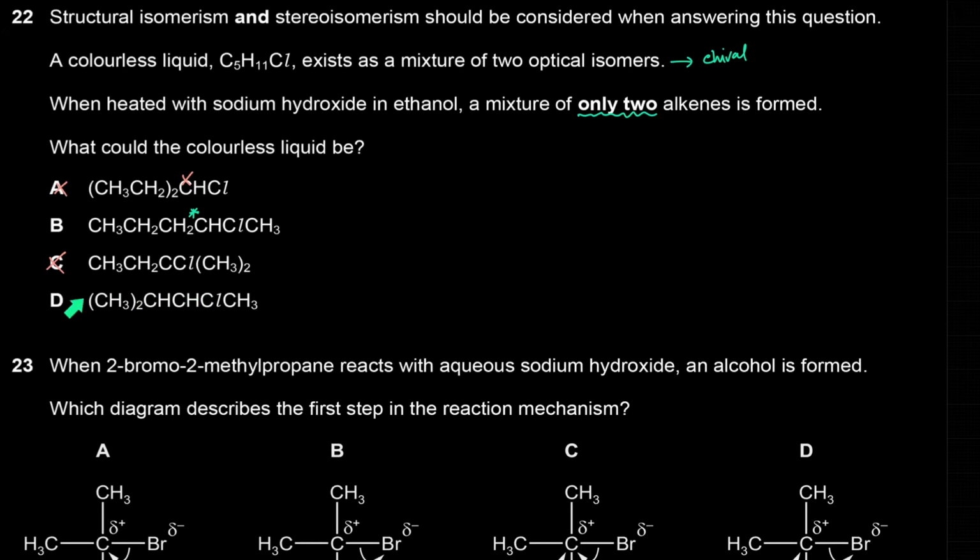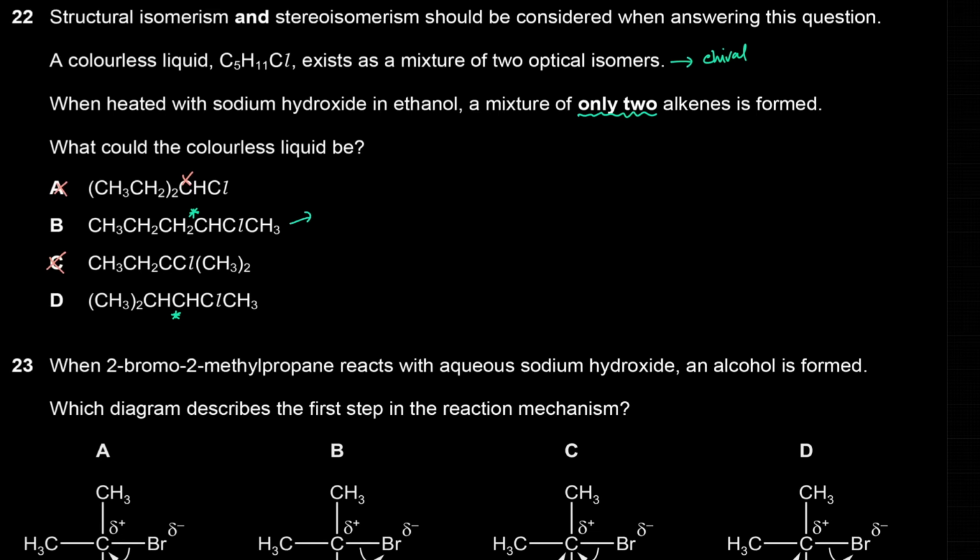And then we have D. In D, we have a chiral center again, right? This is our chiral center. This carbon is bonded to a hydrogen, a chlorine, a CH3, and this CH3CH2CH group, this entire group over here. So it's bonded to 4 different atoms or groups. So now we're only left with B or D as our possibilities.